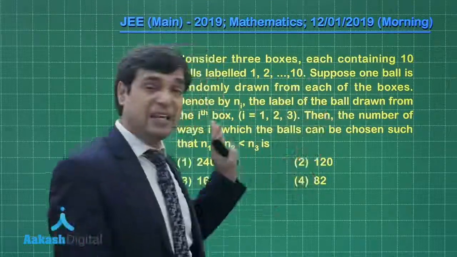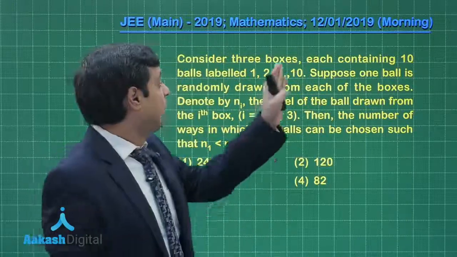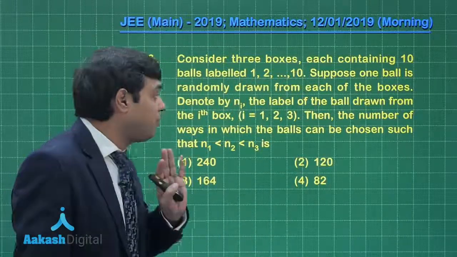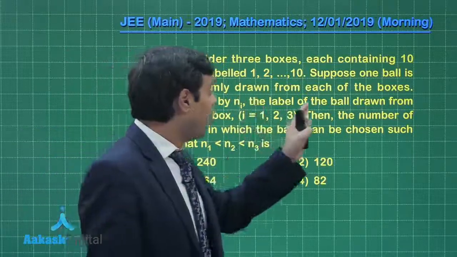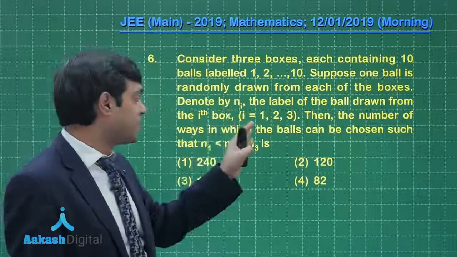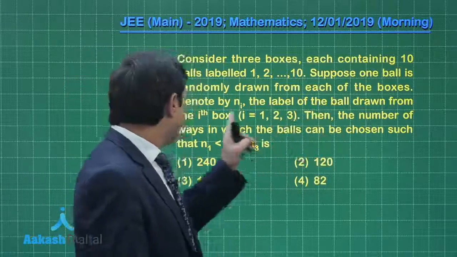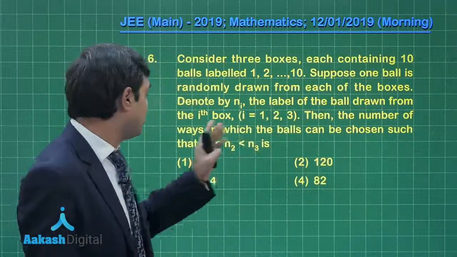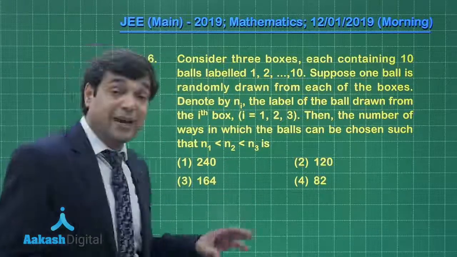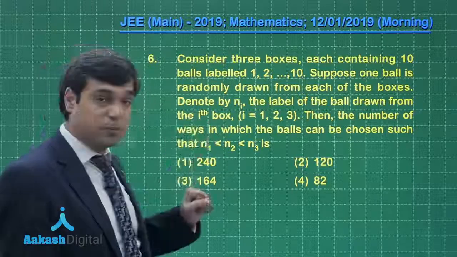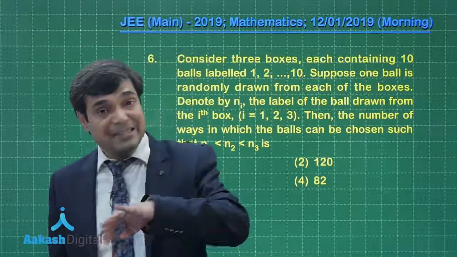Consider 3 boxes each containing 10 balls labeled 1, 2, 3 up to 10. Suppose one ball is randomly drawn from each of the boxes, and denote by Ni the label of the ball drawn from the ith box, that is the first box, second box or third box. Now, the number of ways in which the balls can be chosen such that n1 is less than n2 is less than n3. They are saying that the number on the ball drawn from the first box is less than that of the ball from the second, then the ball from the third.